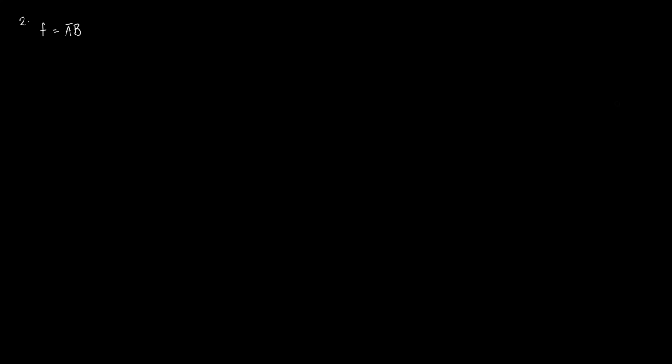All right, so let's try this example here. So again, let's take a look at our function. We have not A and B. So if we were to draw this out as kind of a circuit diagram, we're going to have some input A, we're going to have some input B.